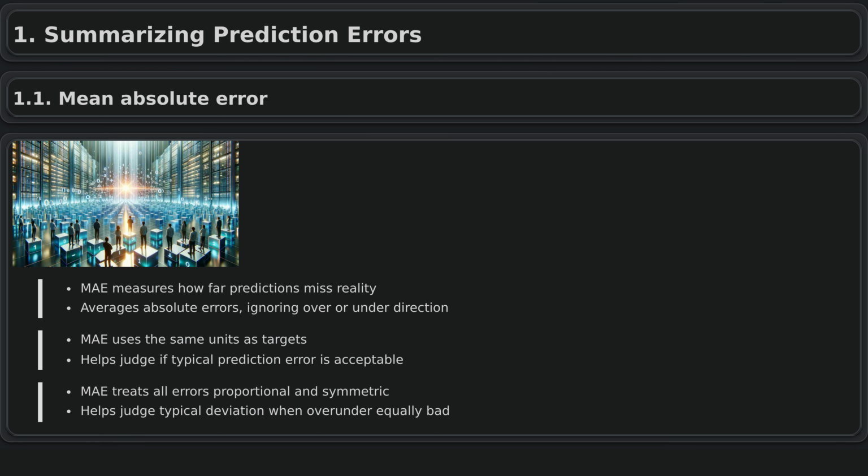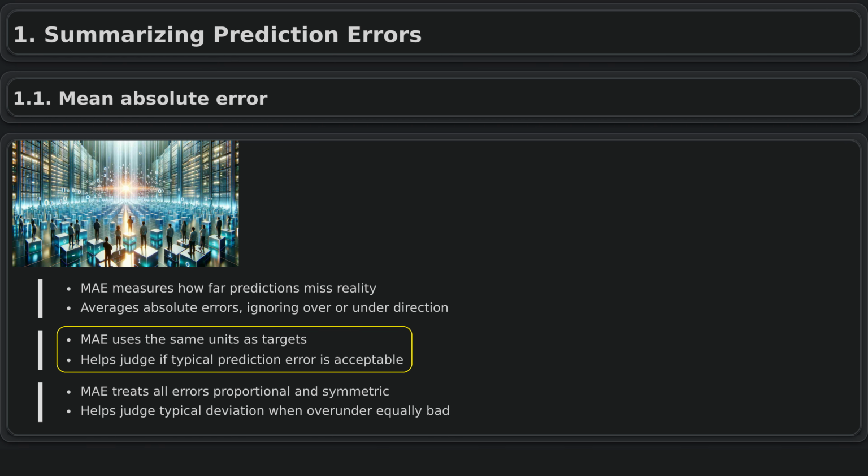Summarizing prediction errors. Mean absolute error. Mean absolute error is a simple way to measure how far predictions are from the true values. Instead of averaging raw errors, which can cancel out when some are too high and others too low, it uses the absolute size of each error. It then averages these absolute errors to show, on average, how much predictions differ from reality, regardless of direction.